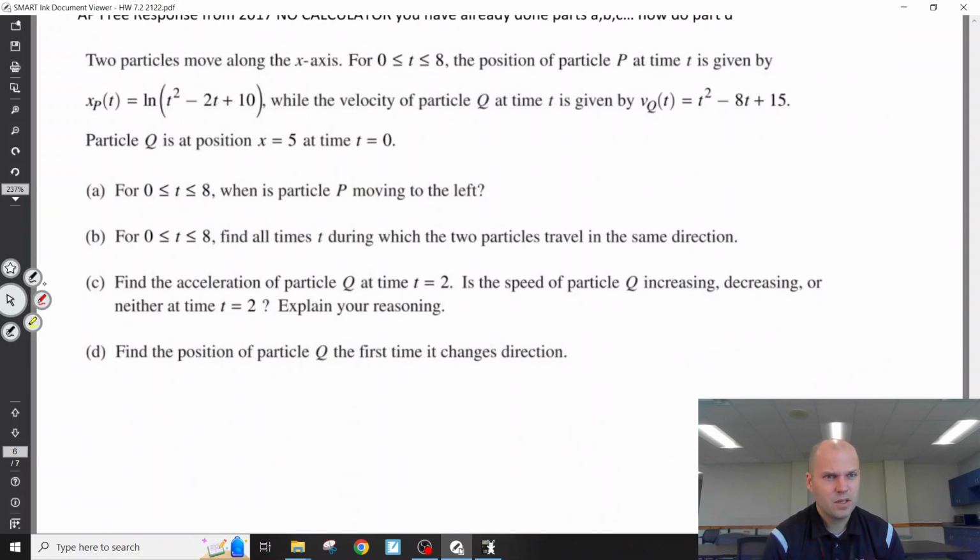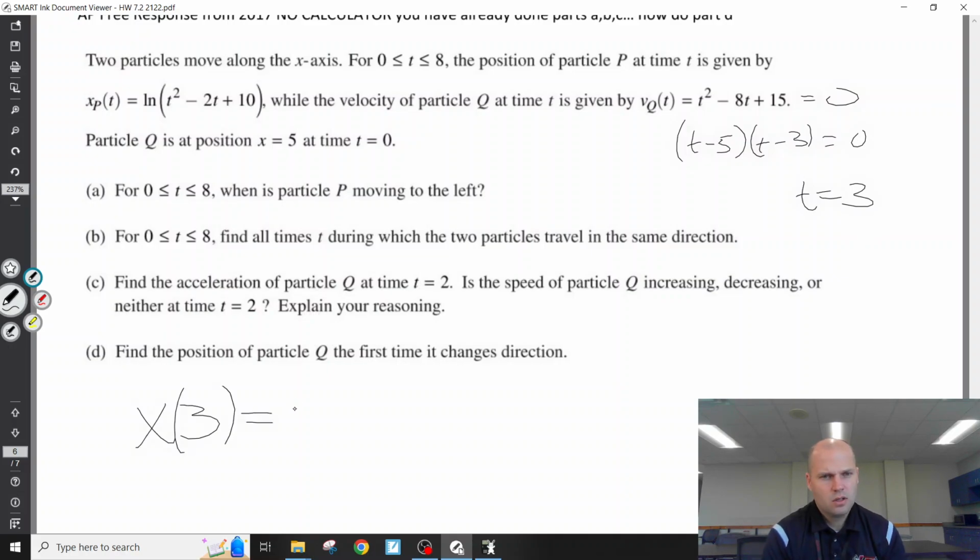Now I can do part D. Find the position of the particle the first time it changes directions. Honestly, I don't have a calculator, so this is easy. First time it changes direction is when velocity equals 0. This is t minus 5, t minus 3. So it first changes directions at t equals 3. Like, you have a position function.